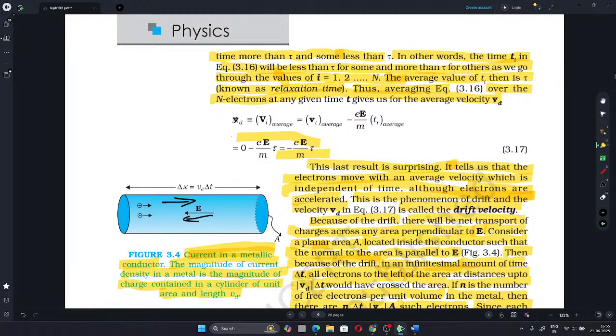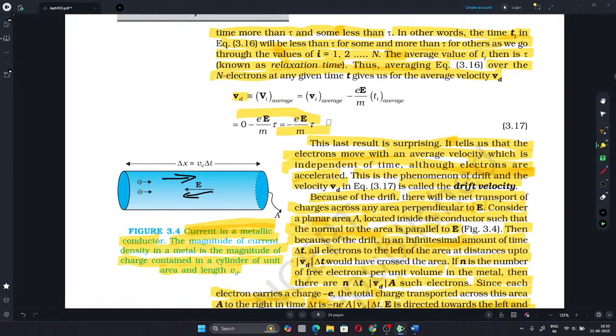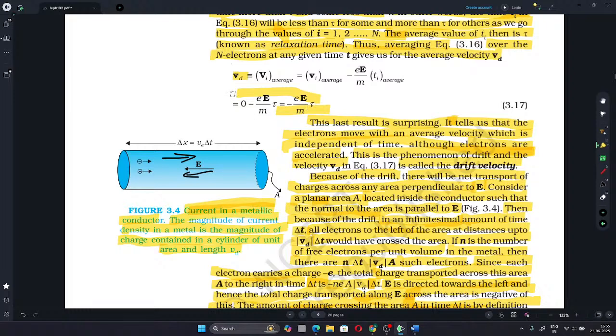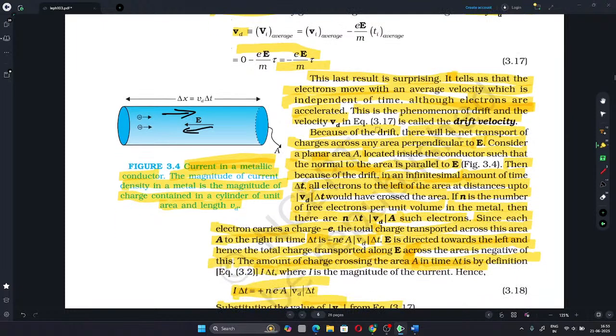We get the drift velocity vd equals vi average minus e by m times tau times E. The result is surprising. It tells us that electrons move with an average velocity that is independent of time. Although electrons are accelerated, this phenomenon of drift, with velocity vd in equation 3.17, is called drift velocity. Because of the drift, there will be net transport of charges across any area perpendicular to E.